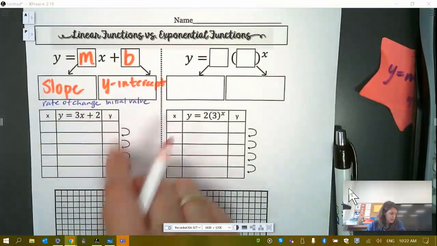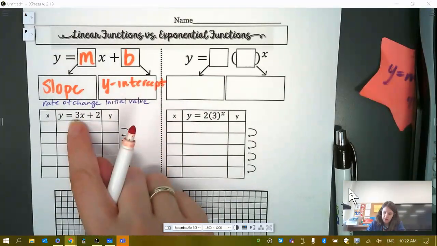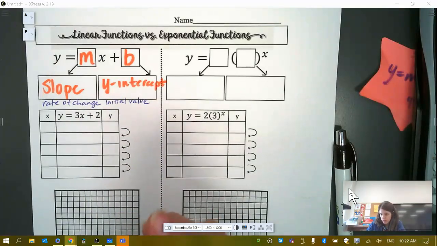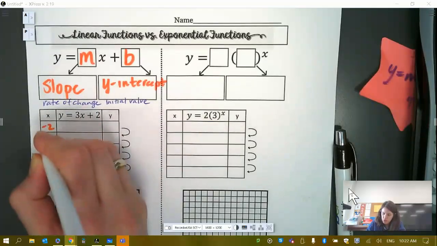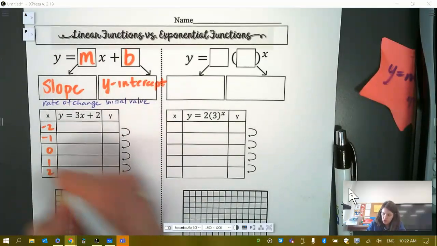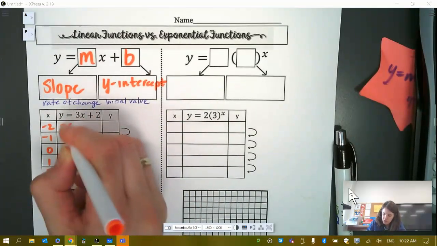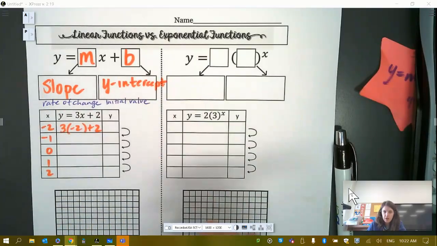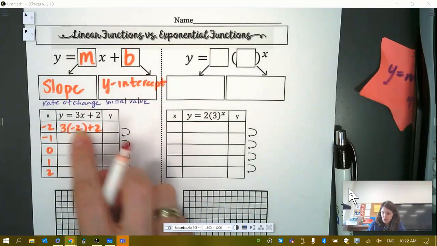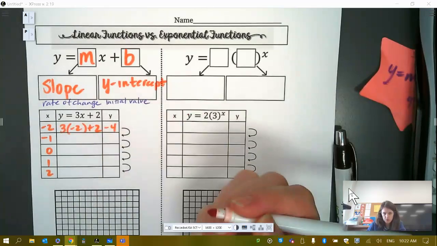So if we're looking at an example here, and we have the example 3x plus 2, we can do one of two things, right? We can plug in each of our numbers. So let's say we start with -2, we do -1, 0, 1, 2, right? This is going to be 3 times -2. The x becomes our number, our input number, and we get our answer. Well, 3 times -2 is -6, plus 2 is -4, right?